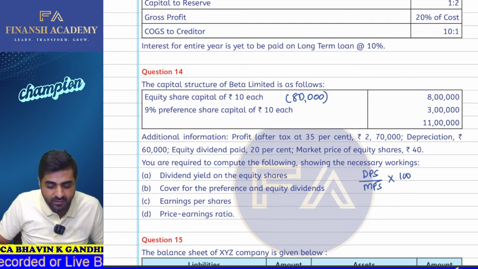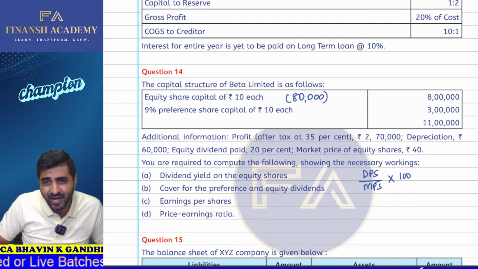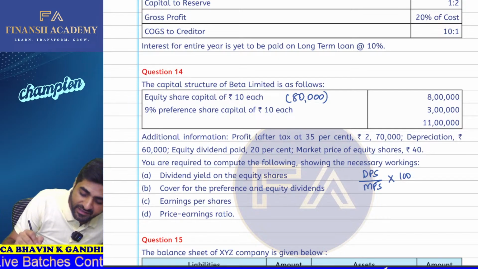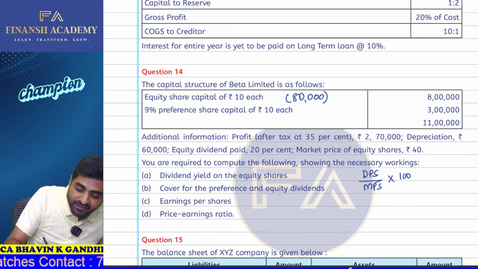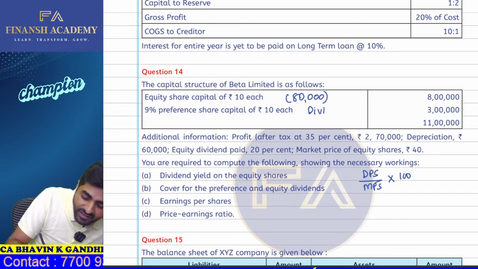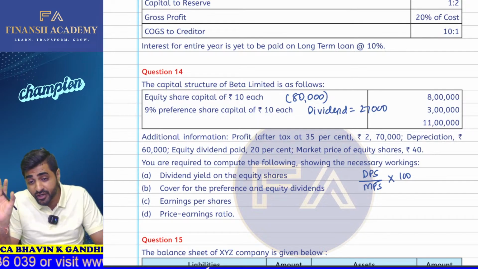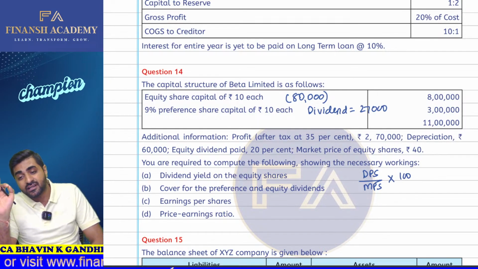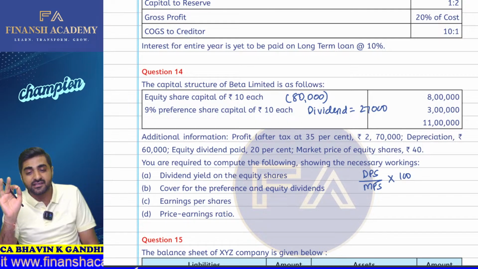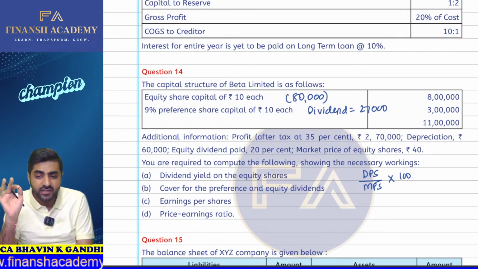9% preference share capital. It is 3 lakhs of preference share capital and the rate is 9%. It means that now the dividend will be nothing but 27,000. This is preference dividend, not equity dividend. The preference dividend is 3 lakhs multiplied by 9%, so that's nothing but 27,000.